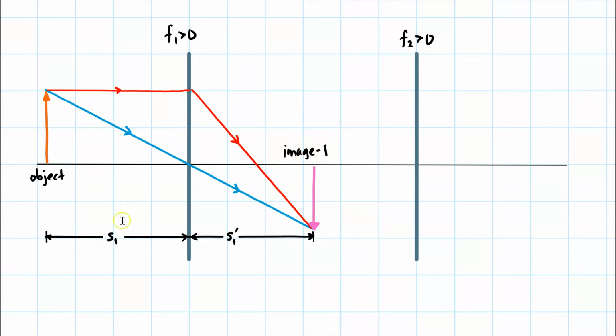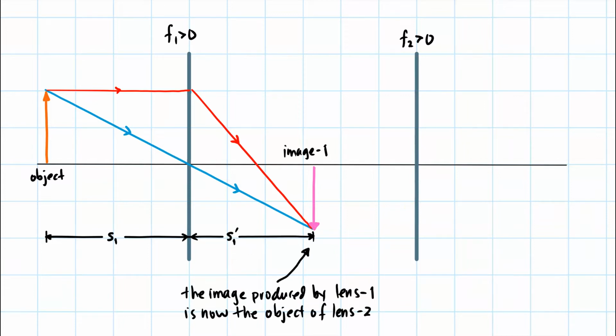In red here I have my ray number 1, and blue ray number 2. They cross and produce the image. In order to avoid too much stuff on the screen, I'm not going to follow through with the rays here. The object has distance S1 because it's associated with the first lens. Then I have image S1 prime, which is also associated with lens 1. Now, this image of lens 1 becomes the object of lens 2.